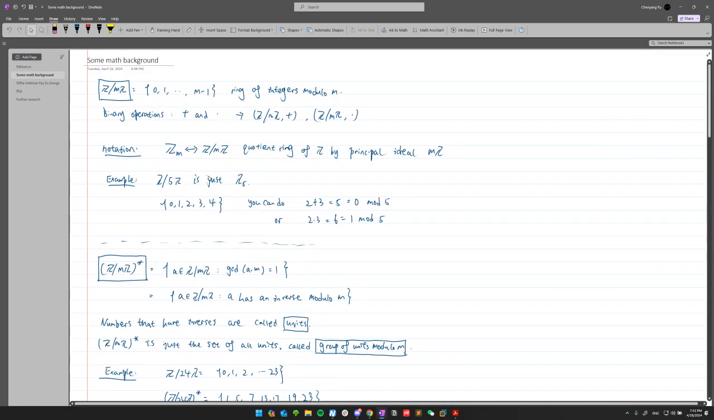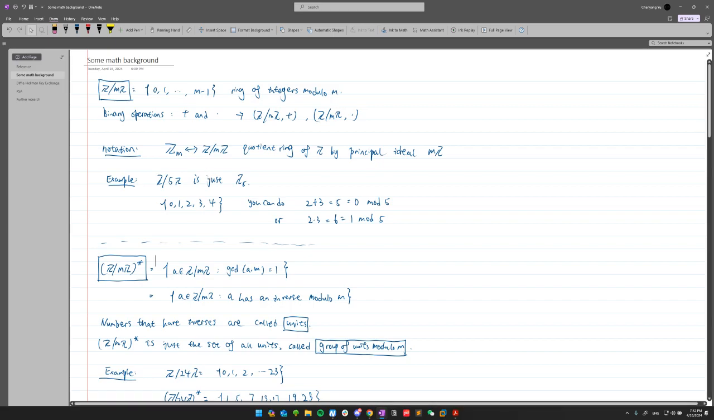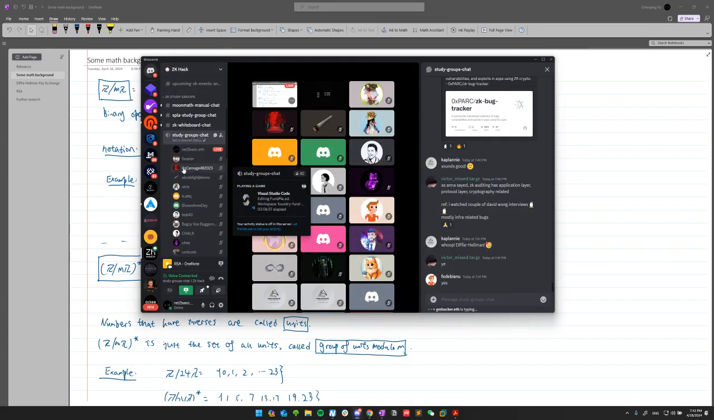First, we are going to review some mathematical background, some pretty important concepts. Z mod mZ is the set of integers from 0 to m minus 1. It is the ring of integers modulo m. You can do two binary operations in a ring, which are addition and multiplication.